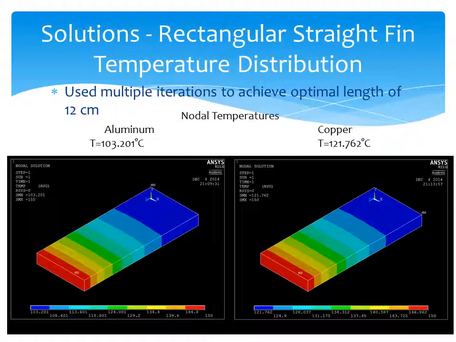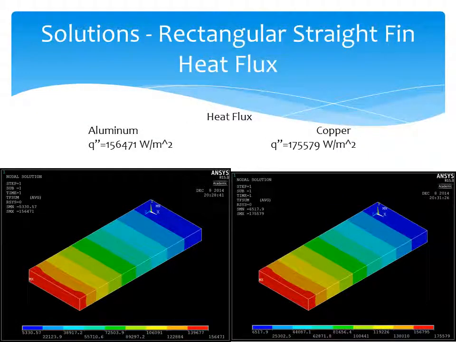These two plots show the nodal temperatures for each setup. The aluminum ends in a slightly cooler temperature than the copper. The heat flux through the aluminum is 156,000 watts per meter squared, whereas through the copper it's 175,000 watts per meter squared. So slightly more heat flux through the copper than the aluminum.